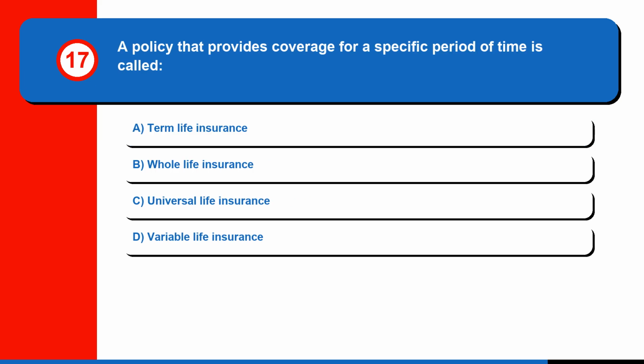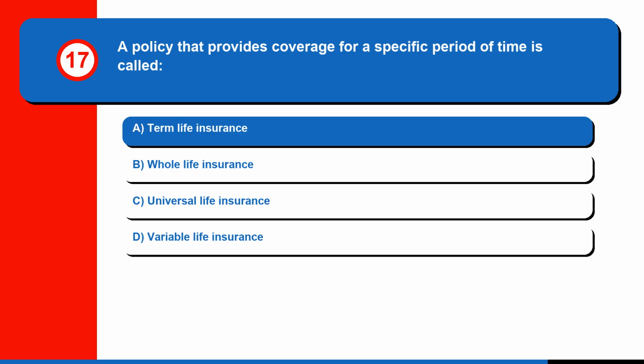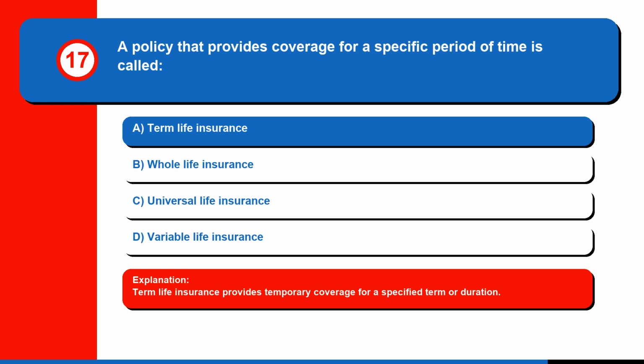Question 17. A policy that provides coverage for a specific period of time is called A. Term life insurance, B. Whole life insurance, C. Universal life insurance, or D. Variable life insurance. The correct answer is A. Term life insurance. Term life insurance provides temporary coverage for a specified term or duration.